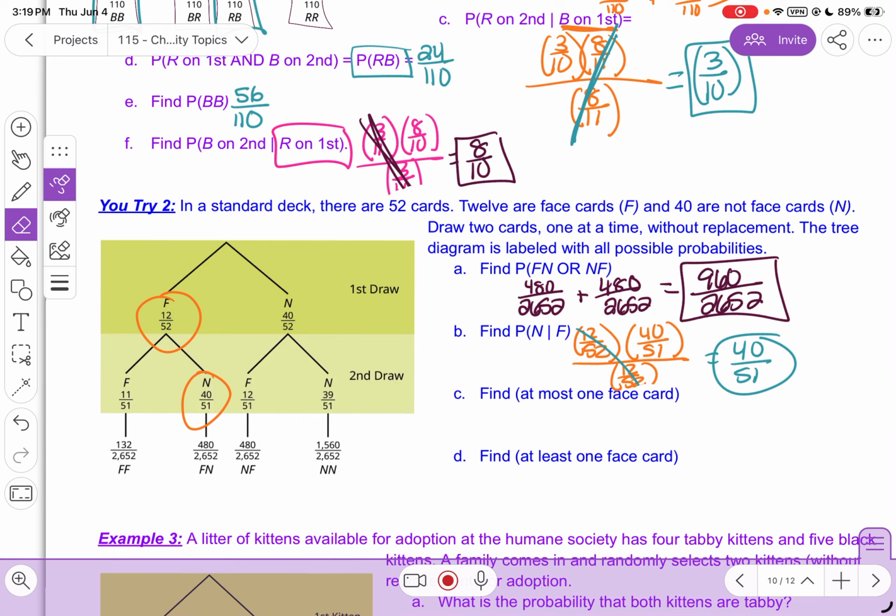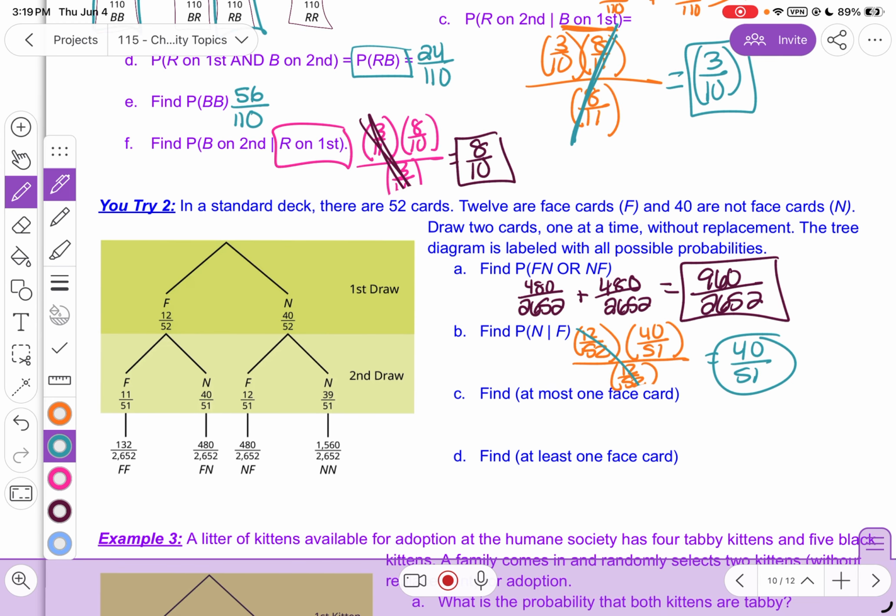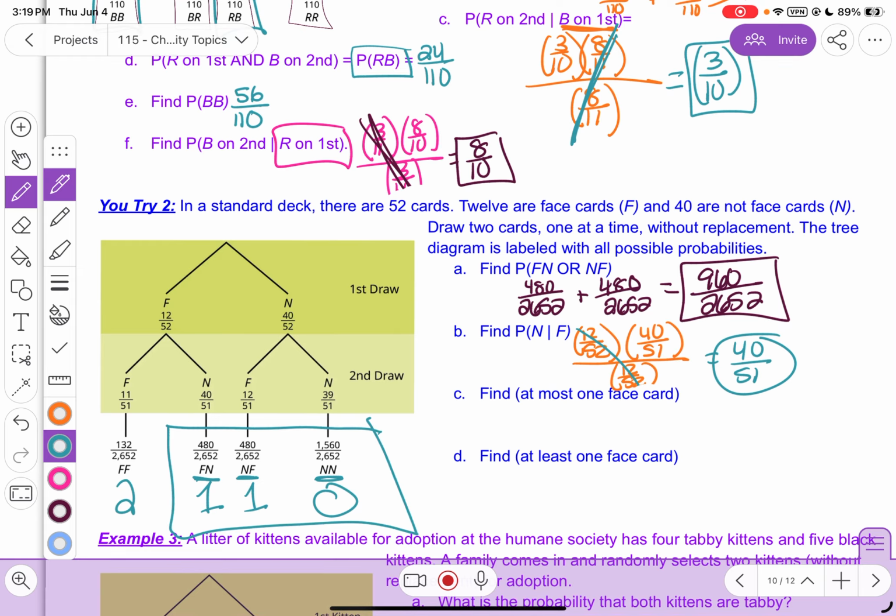Okay. At most one face card. So this one's a little bit different. So let's see. This one has two face cards, face card, face card. This one here has one face card. This one has one face card. And this one has 0 face cards. So at most one face card is all of these together.